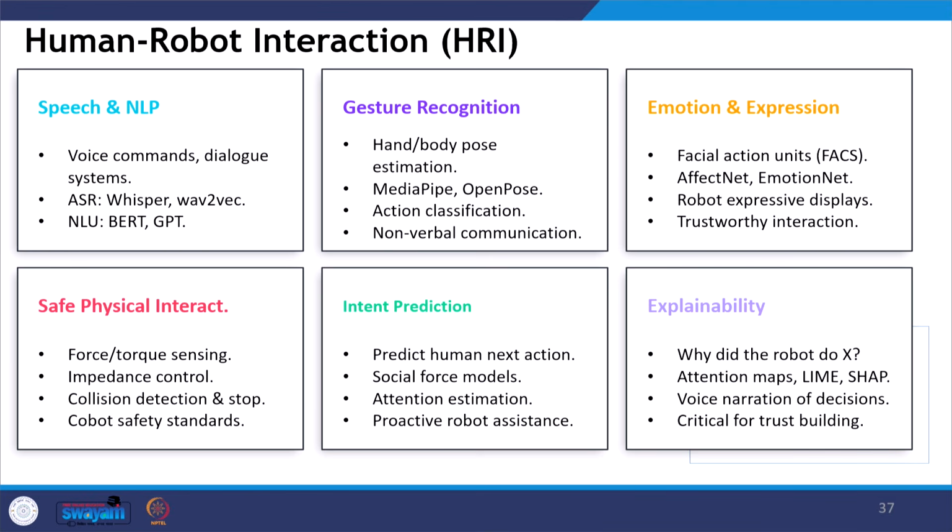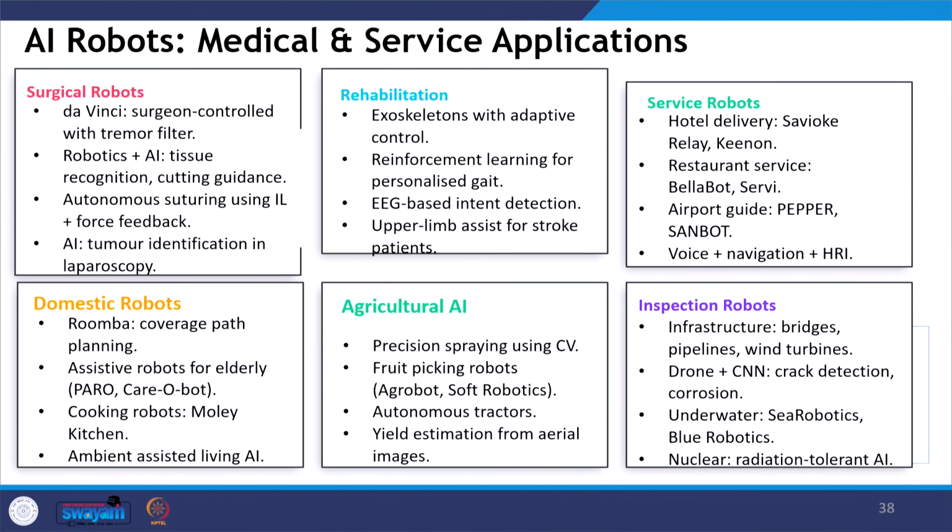Then in human robot interaction, if a person has to interact with a robot, then we need speech and natural language processing. We must be able to have gesture recognition, emotion and expression, safe physical interaction, prediction of intent and explainability. Okay, and these AI robots are very much used in medical and service applications, whether it is a surgical robot, an exoskeleton for rehabilitation, service robotics, domestic robots, agricultural as well as inspection robots.